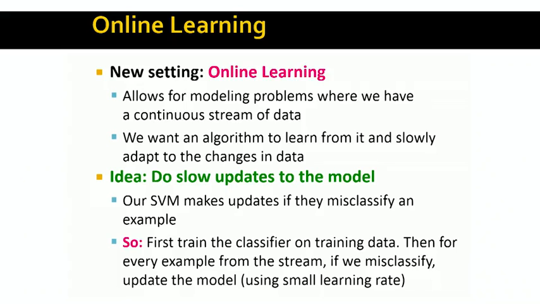And what we notice here is that in our SVM formulation so far, whenever a training example came in, we can think of it as that we classify it, then we see whether we classified it correctly or not. And if we misclassified it, then the value of the gradient was non-zero, and we would make a step. This was in the formulation of the stochastic gradient descent. So our idea here, we can think of it as follows: we first train the classifier on the training data, and then for every example that comes from the stream, if we misclassify it, we update the model using a very small learning rate. We just want to slightly update the model.